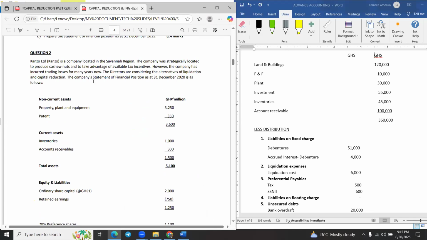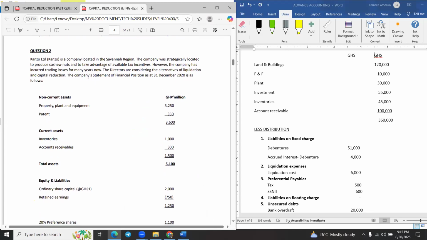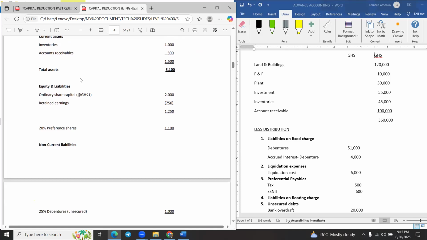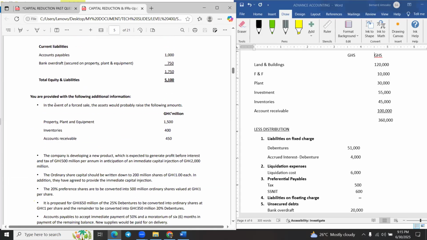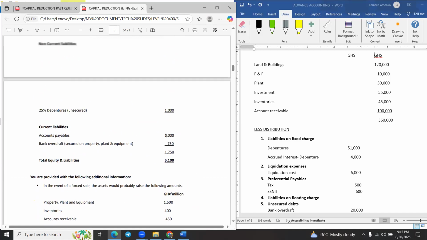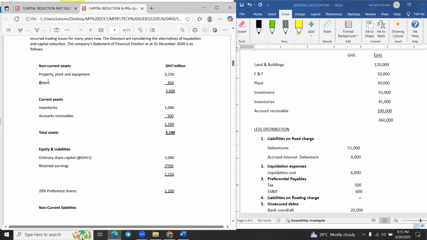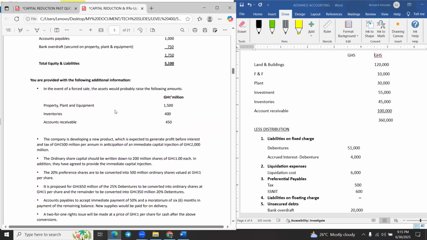So this question can be solved by you and by me. Okay. But then I want you to try your hands on it. And then in our next class, we'll do it. So here it says, in the event of the foreseen sale, the asset would probably raise the following amount. So these are the fair value assets. One, plant and PPE 1,500 million, inventories 400 million, accounts receivable 450. So look at it. The assets were PPE, inventories, and accounts receivable, meaning that something will happen to the patent. It is either going to be cancelled out or not. So that will be the question's discretion.